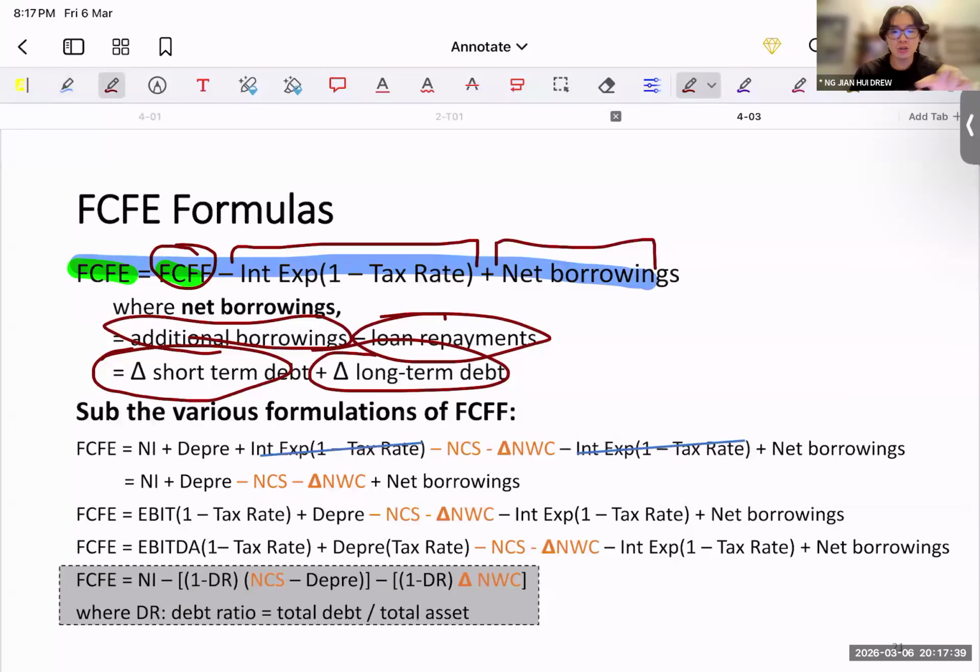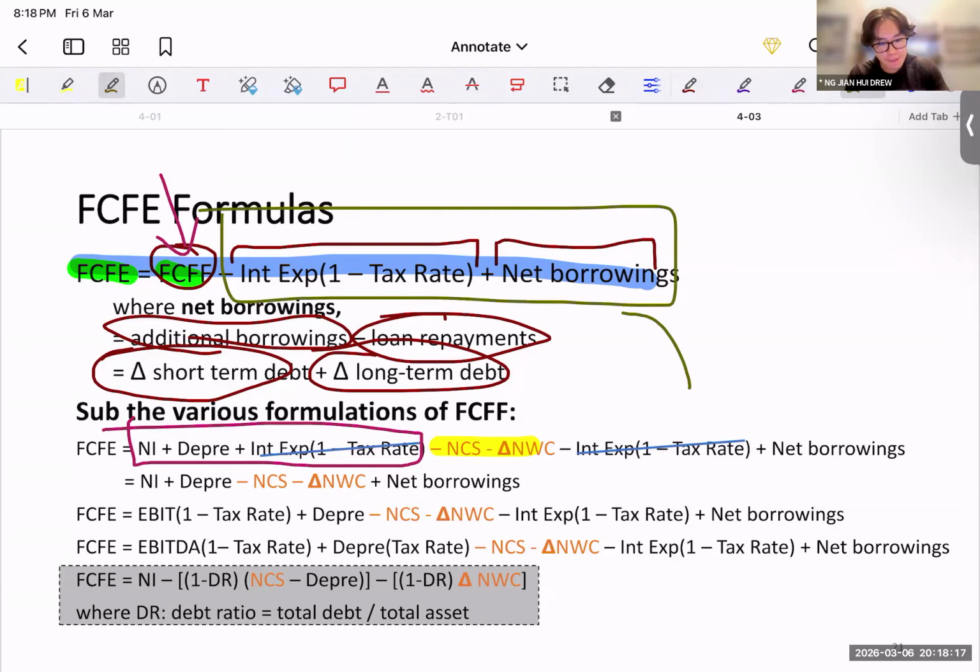Of course, what we can also do is plug in the various formulations for FCFF that we discussed earlier before the break. So we can plug in what I like to call the base form of our FCFF, which is our net income form. This is our base formulation here. And then remember that we have the green part, which is the NCS minus net change in working capital. So this is due to debt. Then I'm going to plug this component back into here.